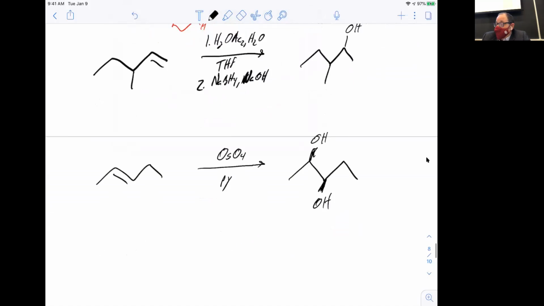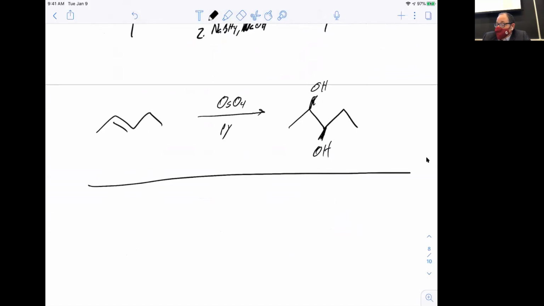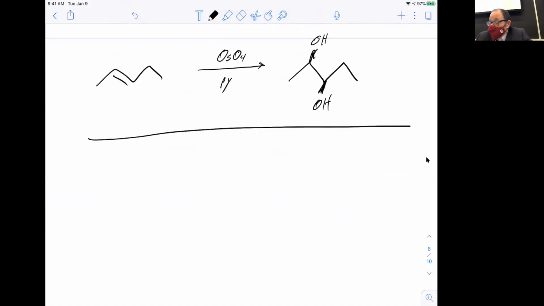Okay, let's try another set. This time I'll give you the product, you give me the reagents necessary.